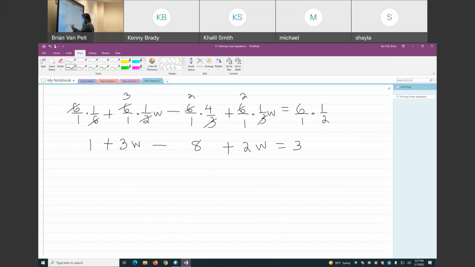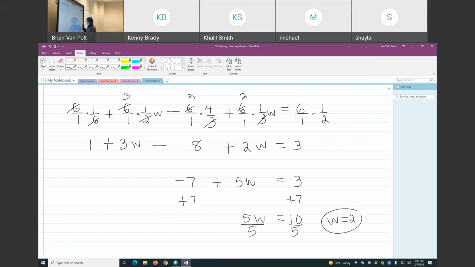-7 plus 5W is 3. Now, by this time, it's become an extremely simple equation. This is like the ones we were doing earlier today. So we can add 7 to both sides, and I get 5W equals 10. Then if I want W, I have to divide by 5. Did we get that answer before? That's the one we got last time.